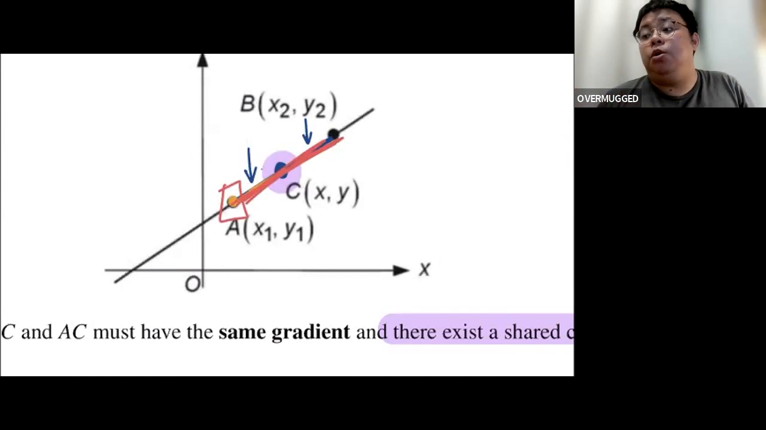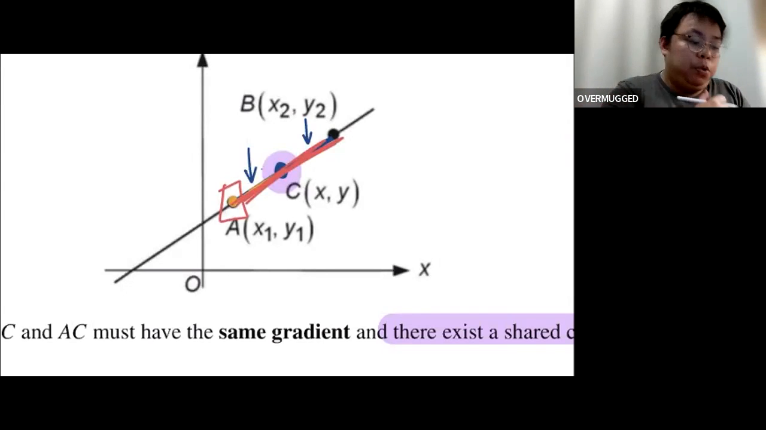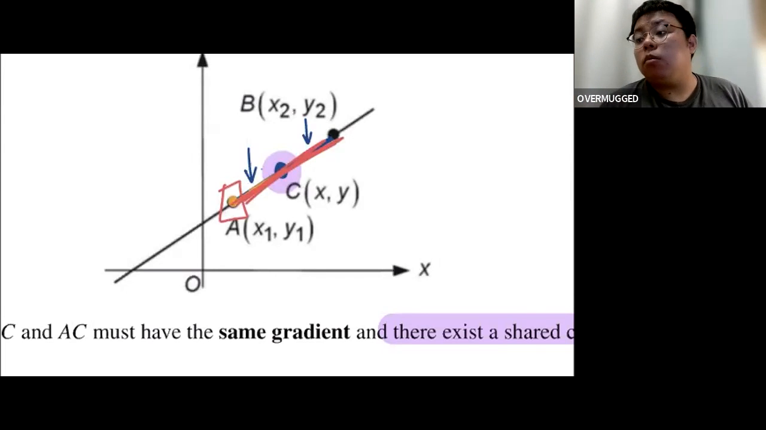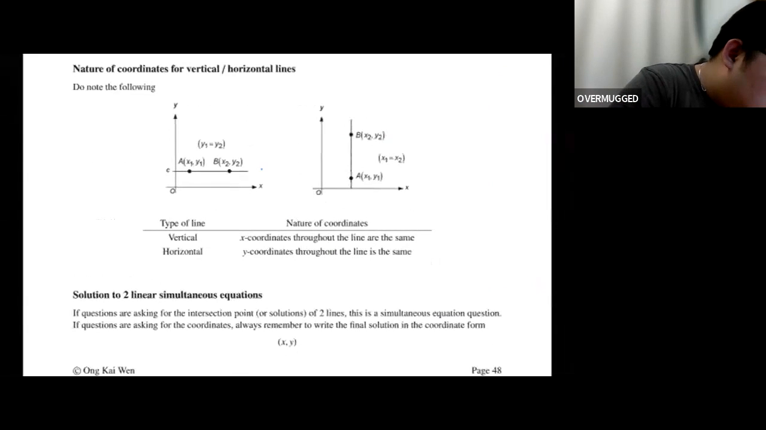Is it possible to be more than 3 points? Yes. Just use the same concept. Just prove all the way that the gradients at every single intersection are the same. I'm going to move on.